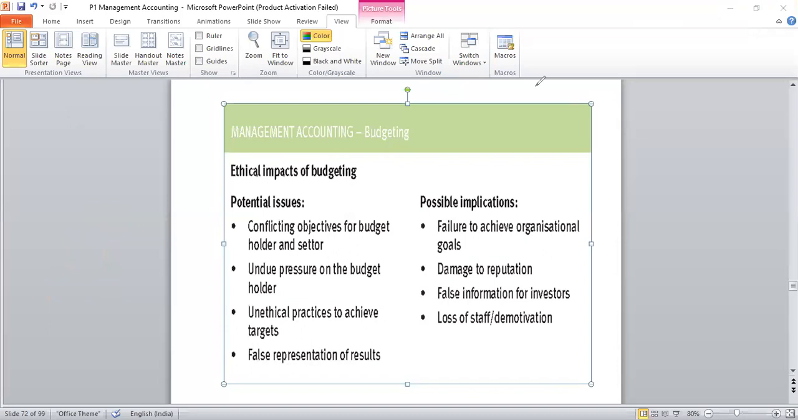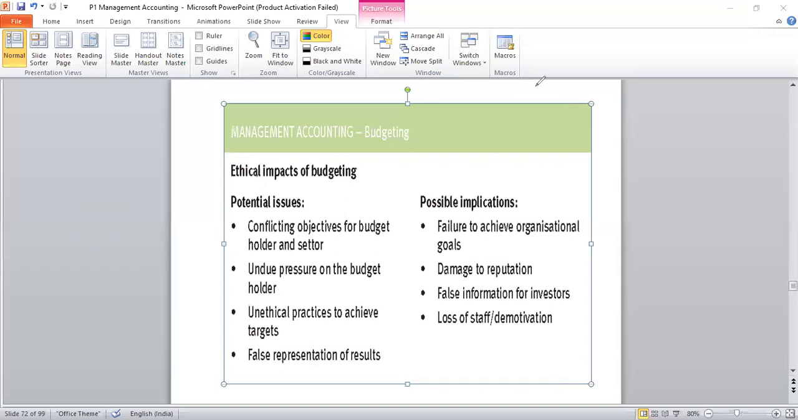Then when the budgets are imposed on the operational level, who have to implement that, they may also feel the pressure. They may feel that the targets are set for them, which may not be feasible to achieve. So then they may feel that pressure of implementing those types of budgets.